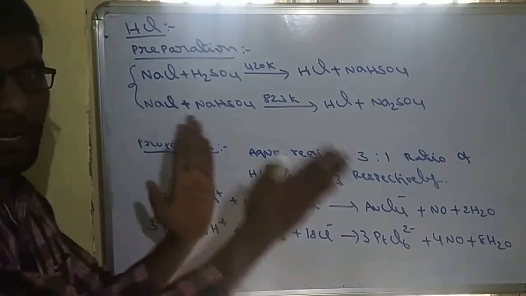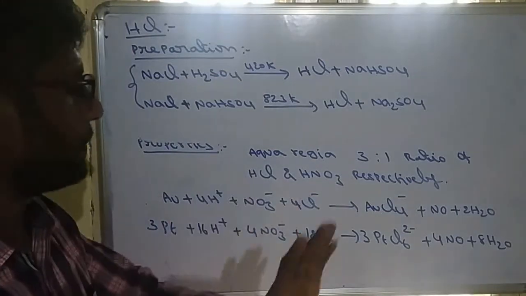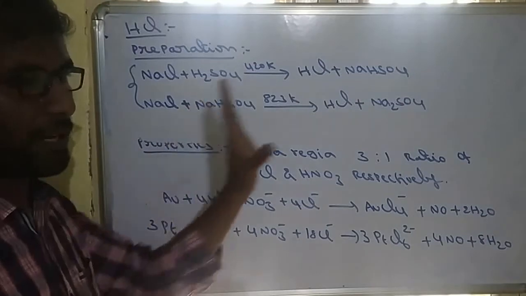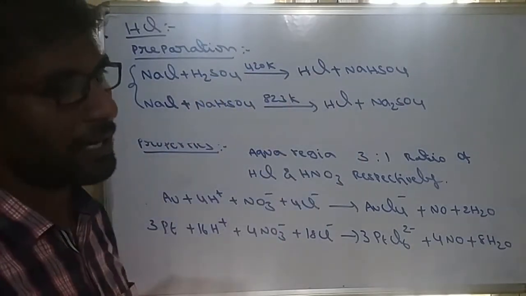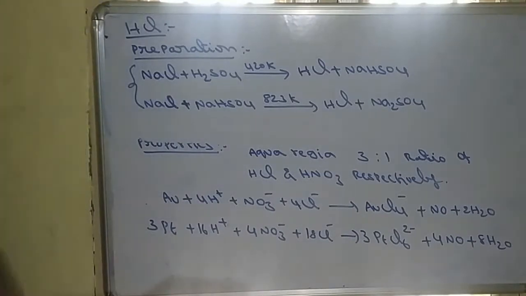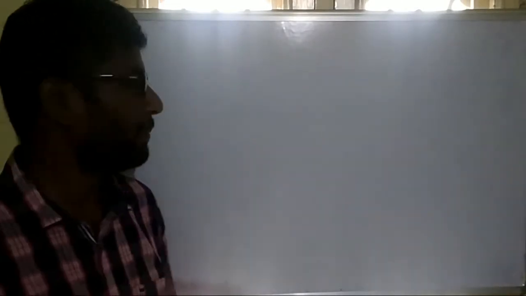Thus chlorine and hydrogen chloride, these two products are most important. Whatever reactions I have given, just practice these reactions, because mostly exam questions will come from these equations. Next we will start the 18th group elements.